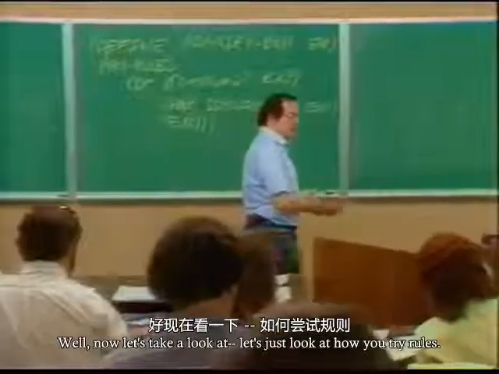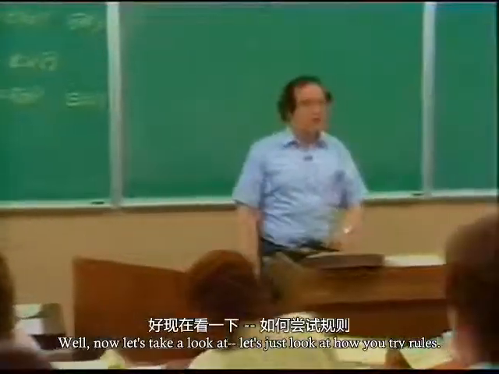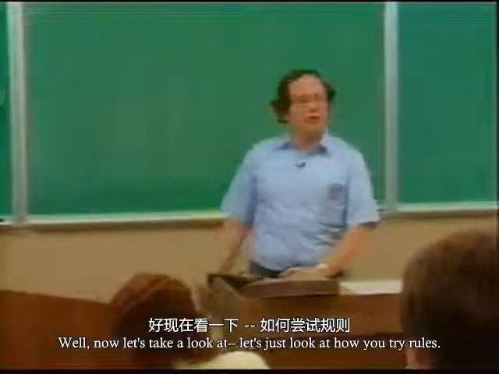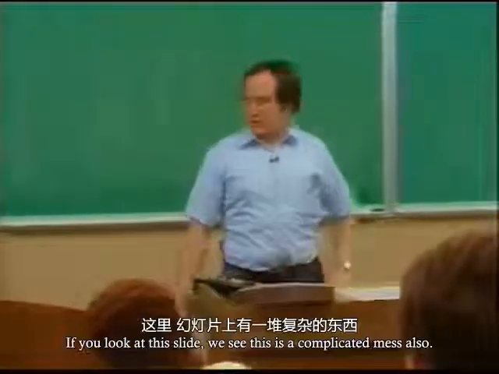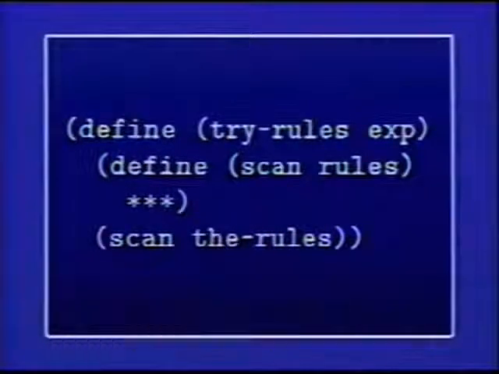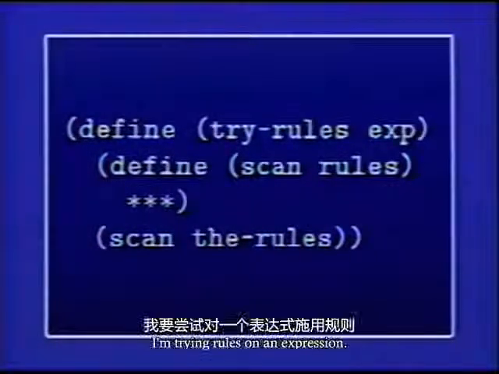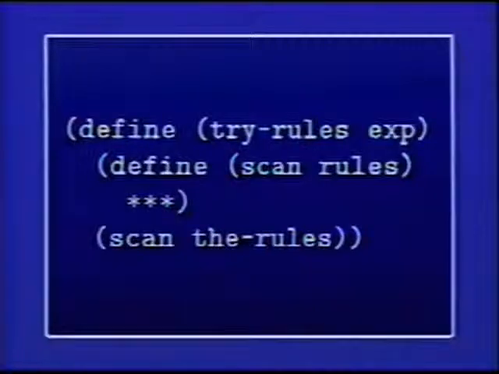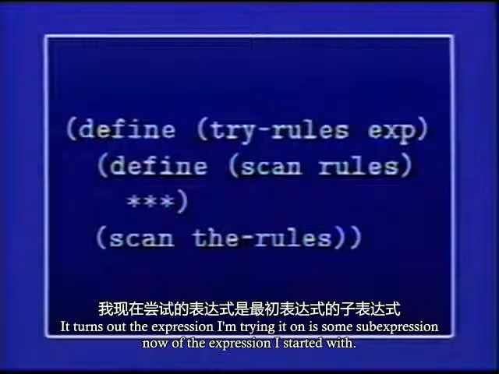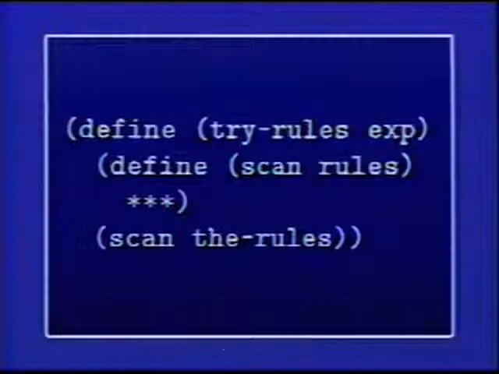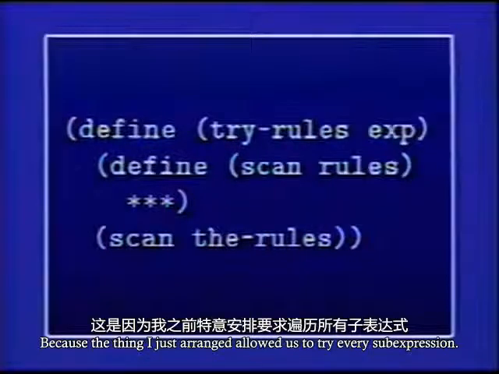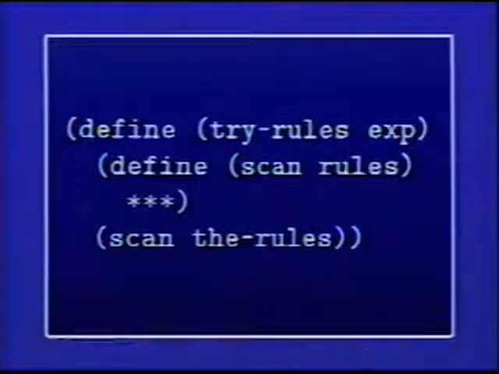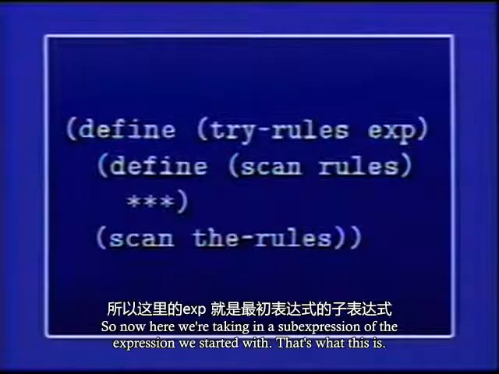Well, now let's take a look at how you try rules. We look at this slide. We see this is a complicated mess also. Well, I'm trying rules on an expression. It turns out the expression I'm trying is some sub-expression now of the expression I started with, because the thing I just arranged allowed us to try every sub-expression. So now we're taking in a sub-expression of the expression we started with.